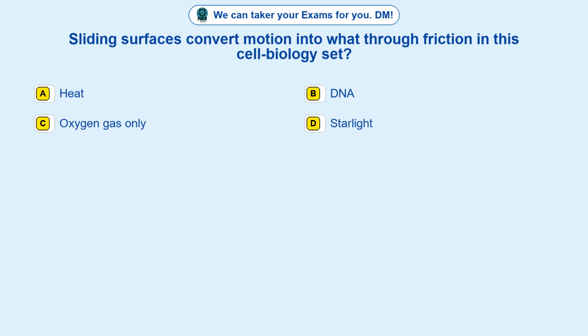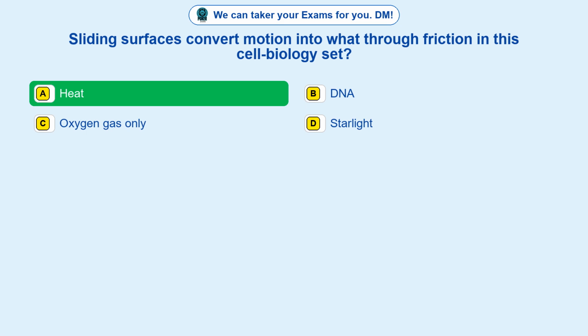Question 64. Sliding surfaces convert motion into what through friction in this cell biology set? Option A, heat. Option B, DNA. Option C, oxygen gas only. Option D, starlight. The correct answer is option A.